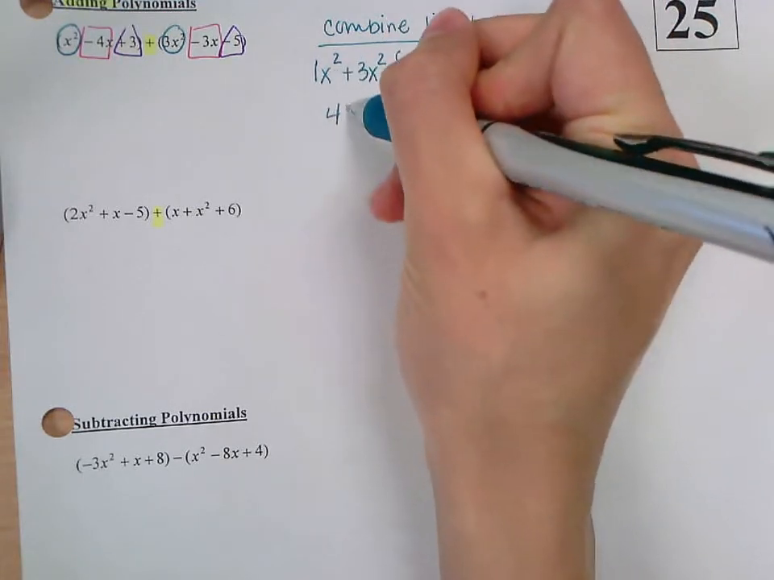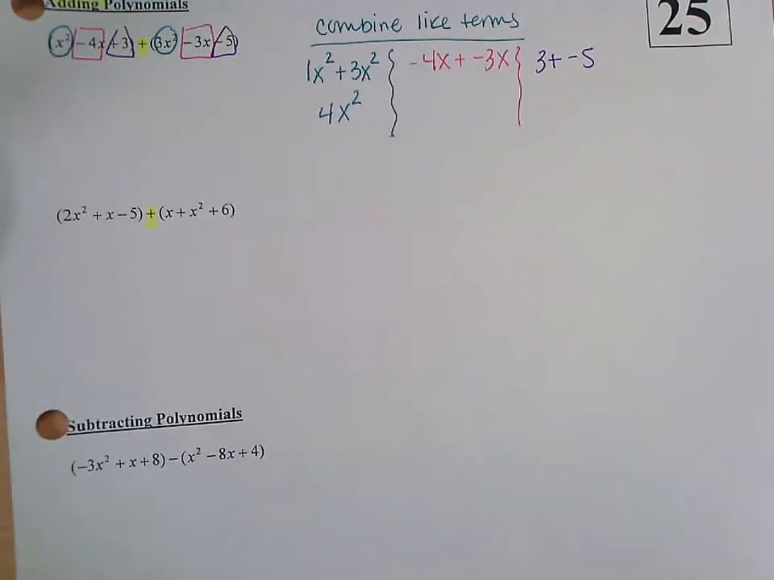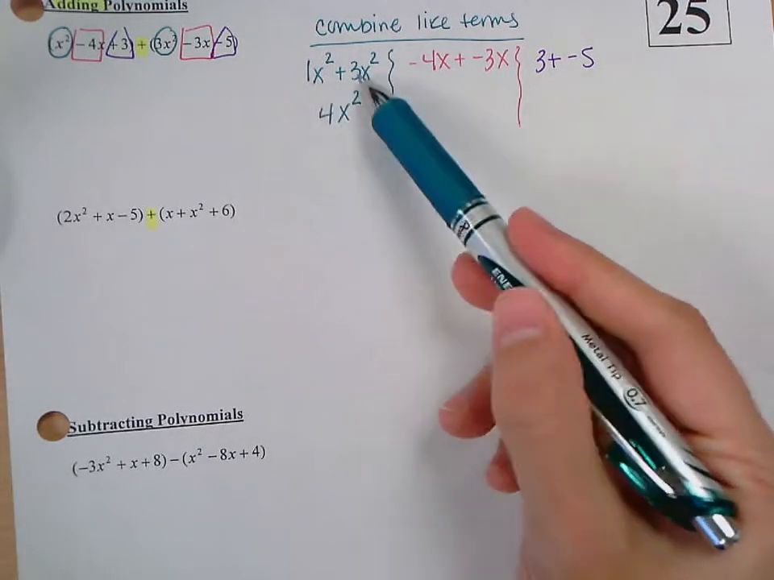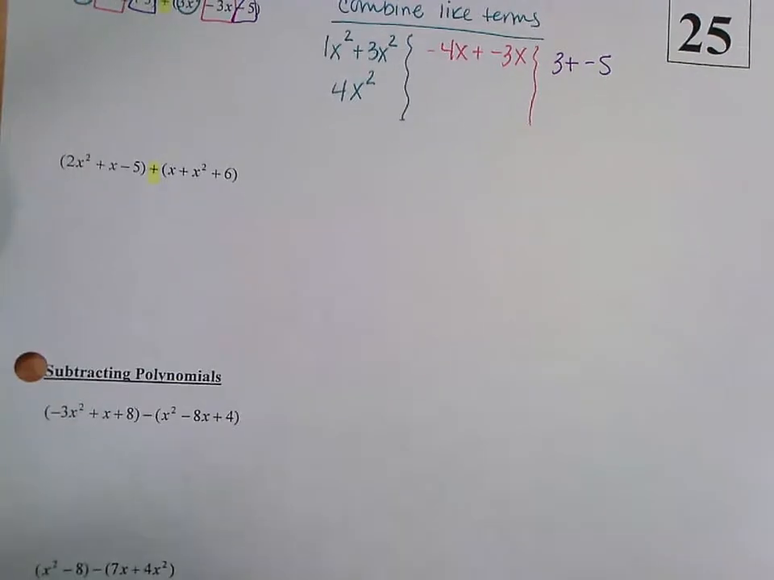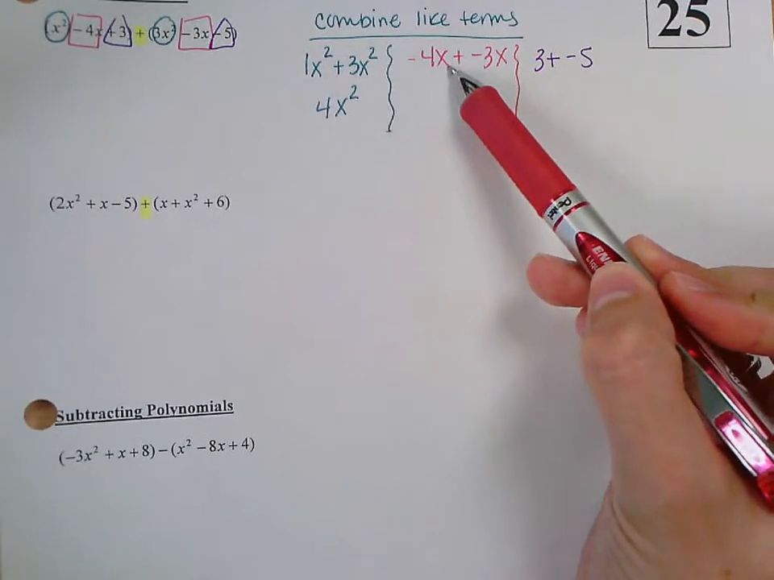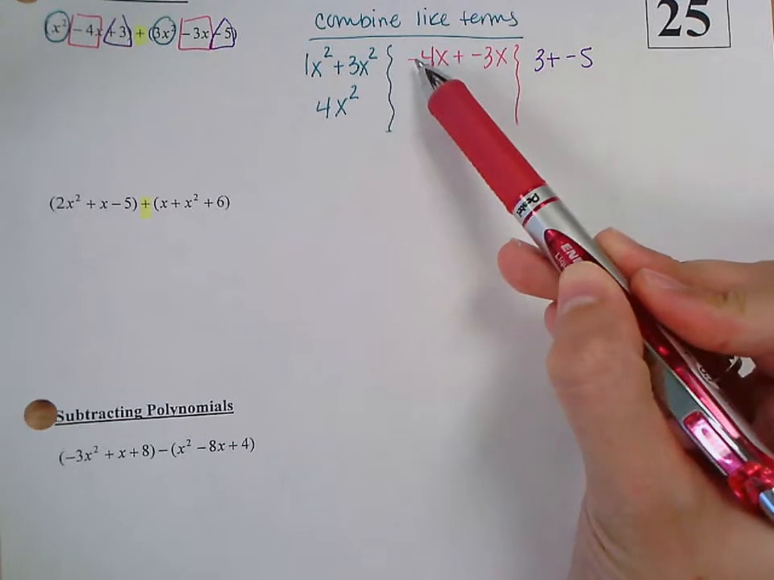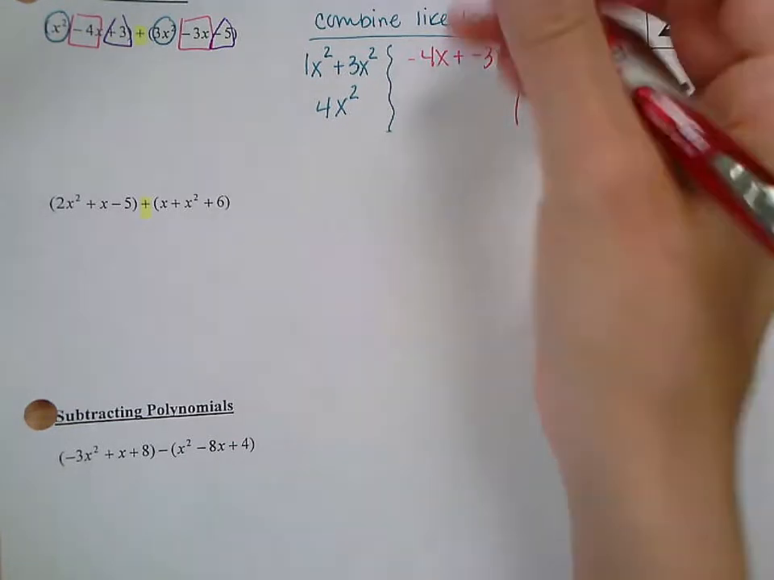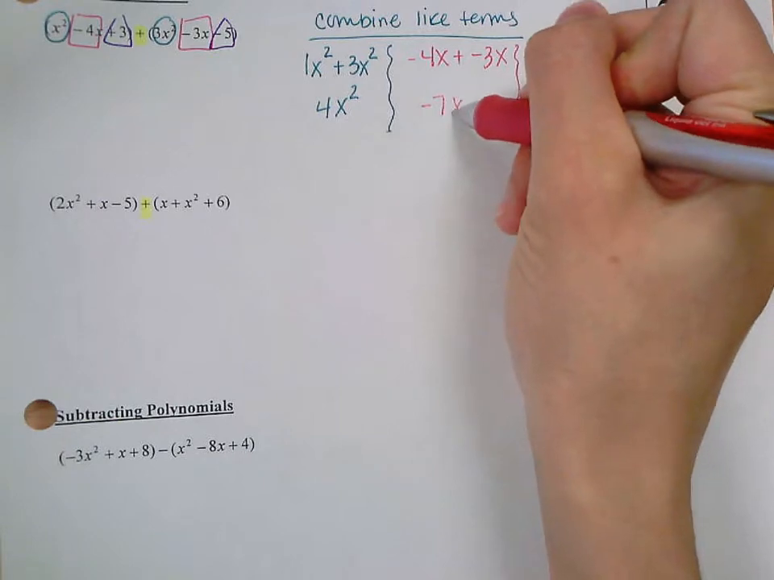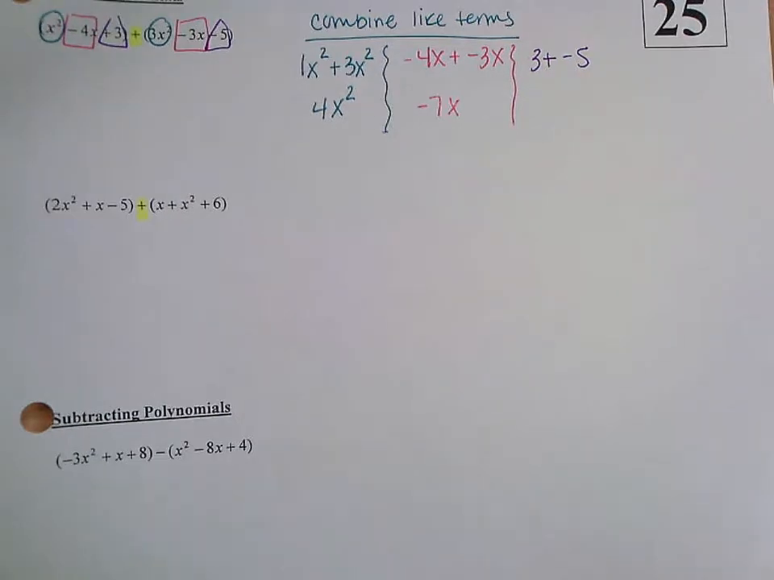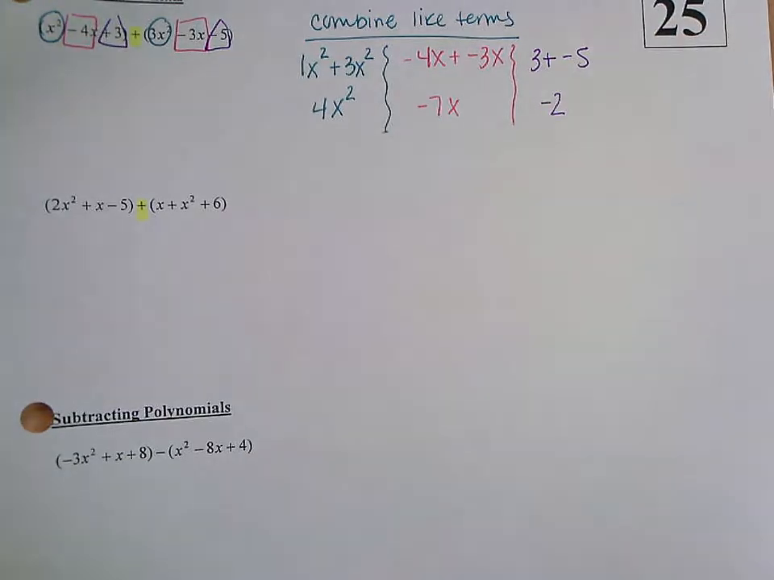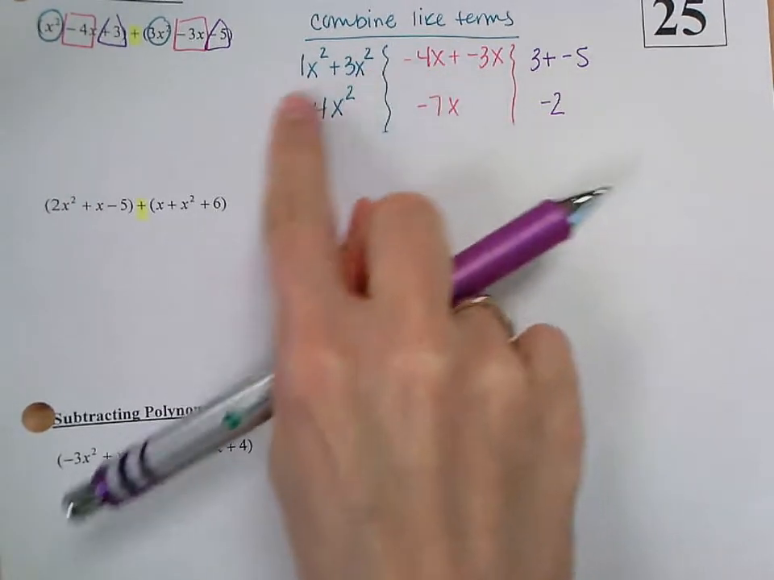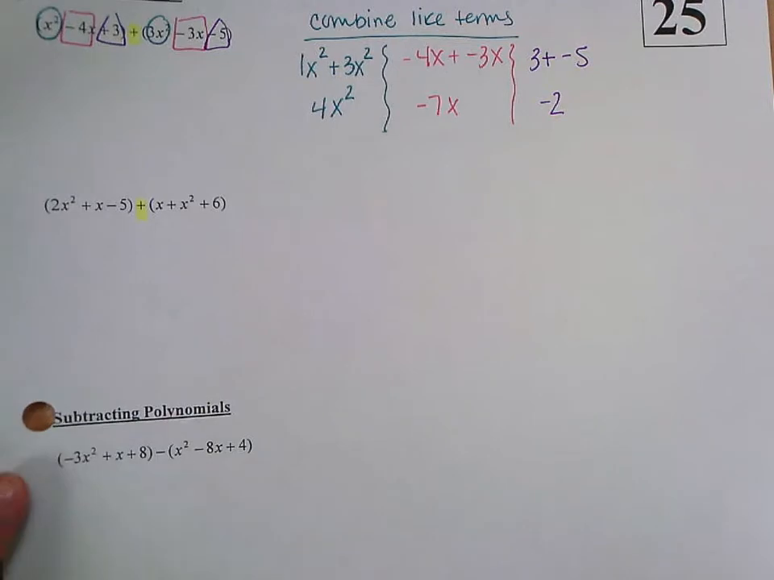You keep the x squared. You do not combine the exponents. So you just combine the coefficients, exponent, variable, and exponent stay the same. So then negative 4x plus negative 3x, we would do negative 4 plus negative 3. That's negative 7, and it just stays x. And then 3 plus negative 5 is negative 2. And then all of these together, that's my answer.